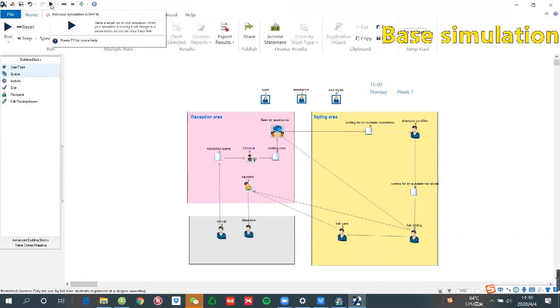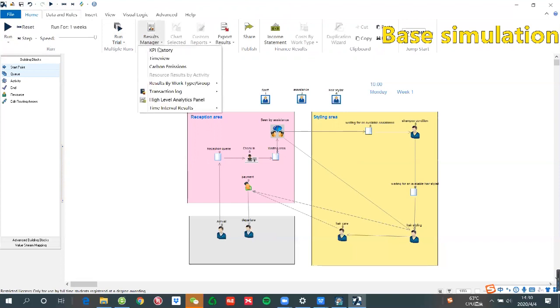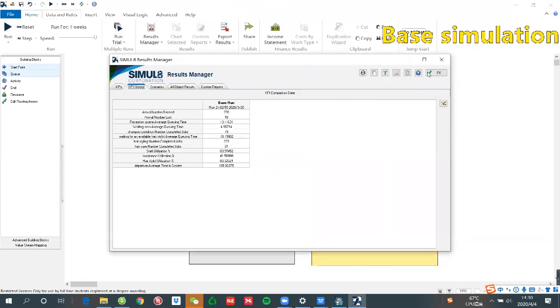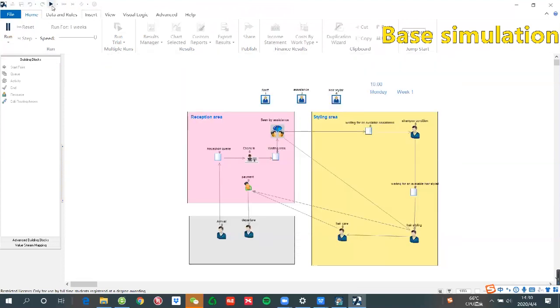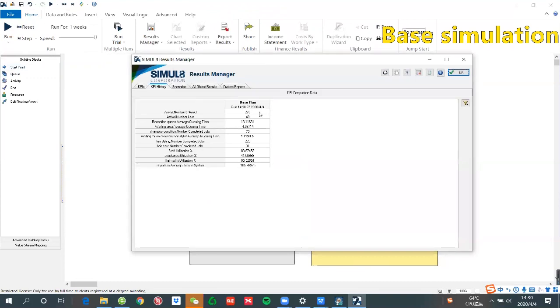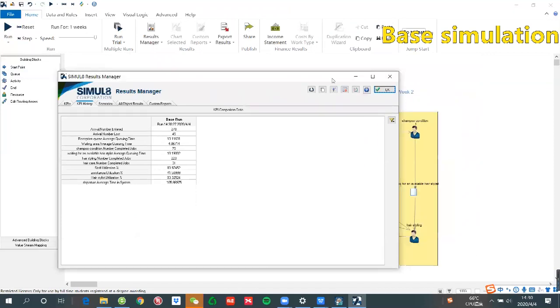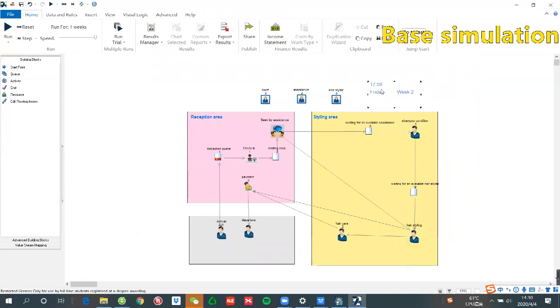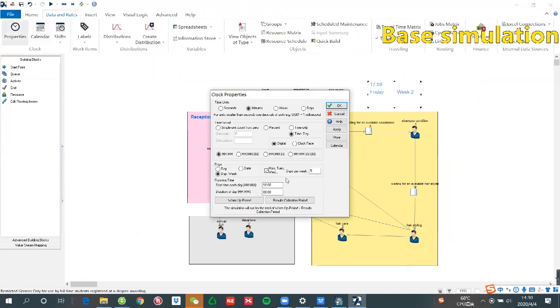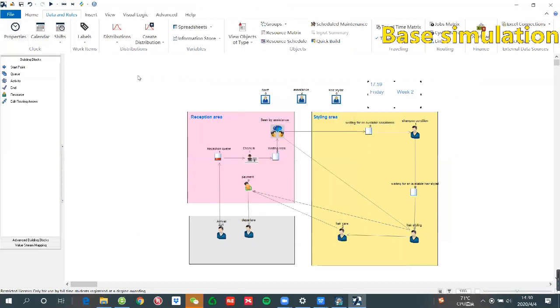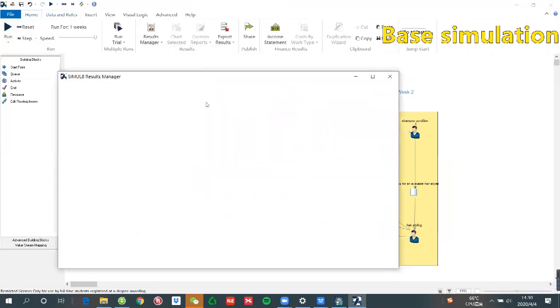So first, now we're just going to run the simulation to see the results. As you can see, we're running the simulation. The simulation time is from Monday to Friday, and the starting time is 10 o'clock in the morning until 8 o'clock in the evening. So you can see the result.